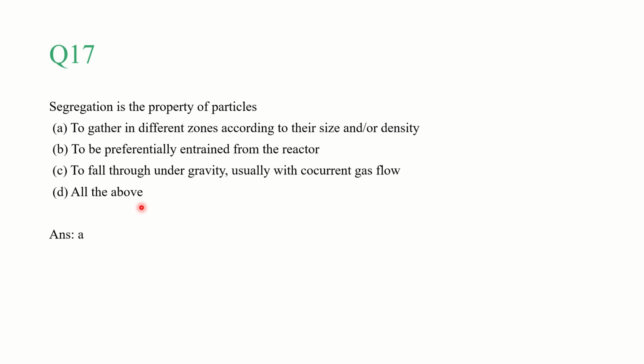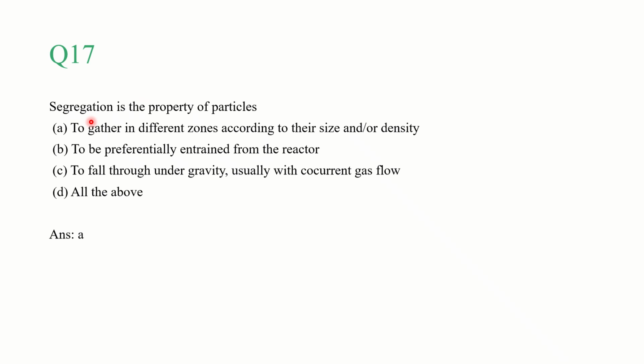Depending on the zones, or depending on their size and density, how the particles are getting segregated, that is gathering. To gather in different zones according to their size or density is known as segregation. Segregation is the property of particles to gather in different zones according to their size or density. The answer is this one. This is studied exclusively, that is, the segregation phenomenon is studied exclusively based on density difference and size difference: how the particles behave in the system, how they are segregating, how they are separating.